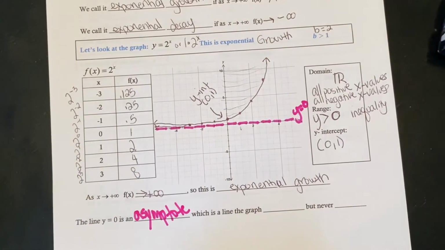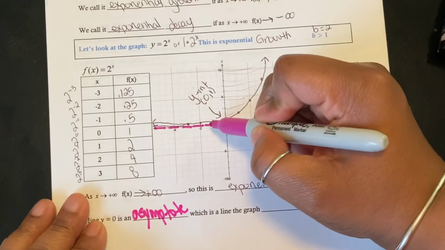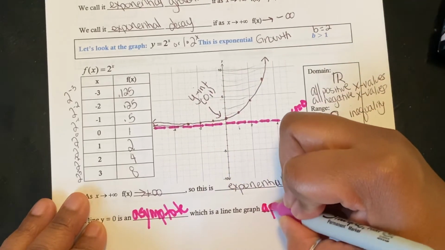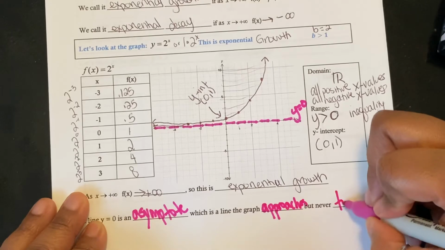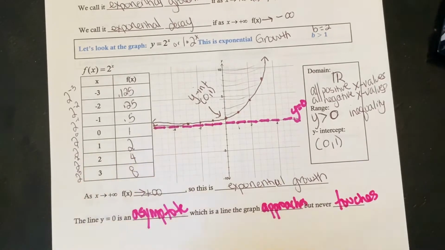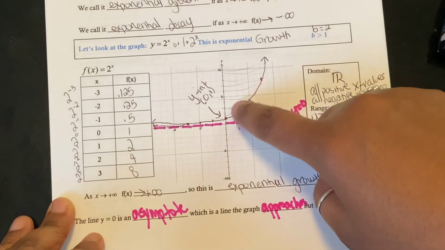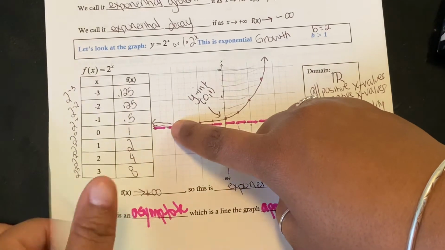An asymptote is a line which the graph approaches. So the graph gets really close. It approaches y equals 0, but it never touches. We call them asymptotes. You'll see that a lot if you end up going to Algebra 2. When you get to college level math, you will see asymptotes more often. So we call y equals 0 an asymptote because the graph approaches that line but doesn't touch it. All right, let's do another example.